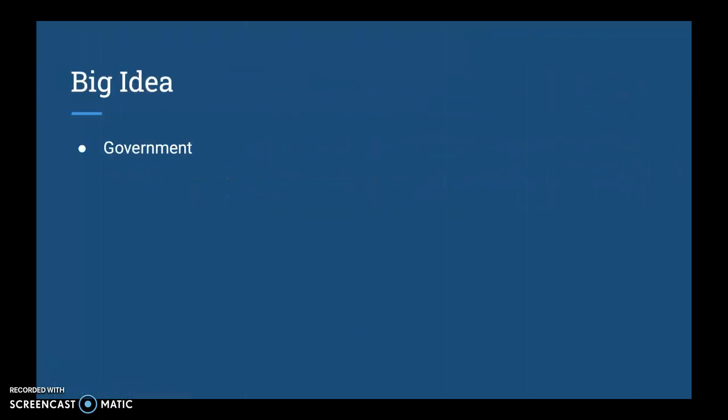The big idea that I'm relating this to is government. I'm relating my topic to the big idea of government because I believe that everything that Napoleon Bonaparte did was related to France's government. It all came back to the government and how it affected it or how he affected it.